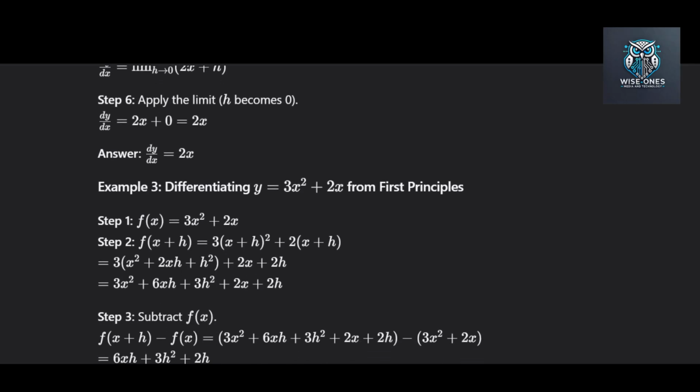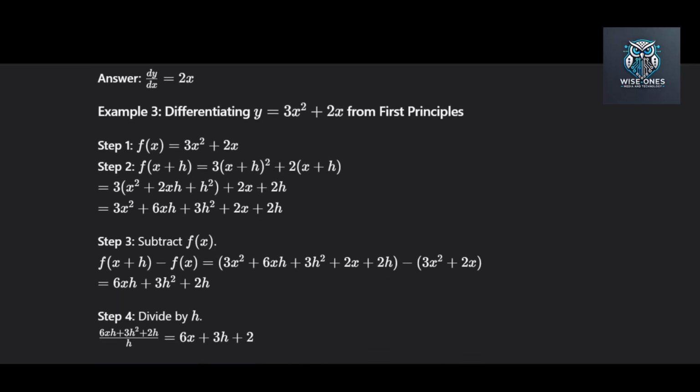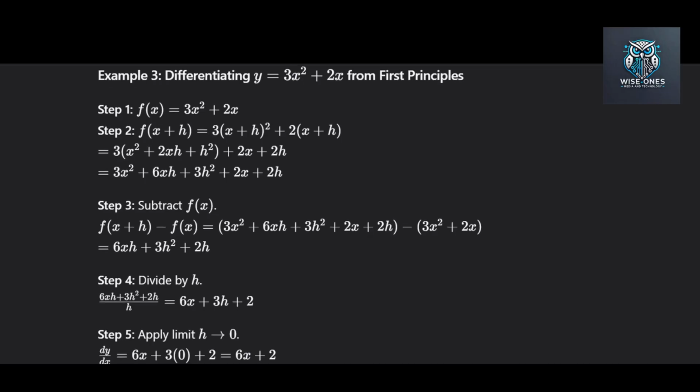Let us look at example 3. Differentiating y equals 3x squared plus 2x from first principles. This is a bit longer, but follow the same steps. Step 1. F of x equals 3x squared plus 2x. Step 2. F of open bracket x plus h close bracket. We replace x with open bracket x plus h close bracket.